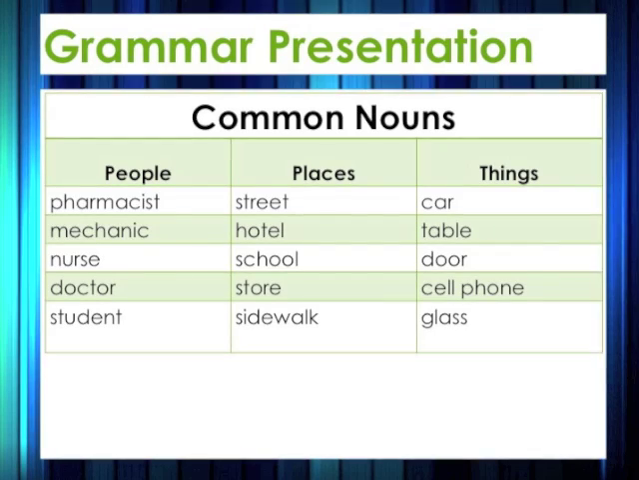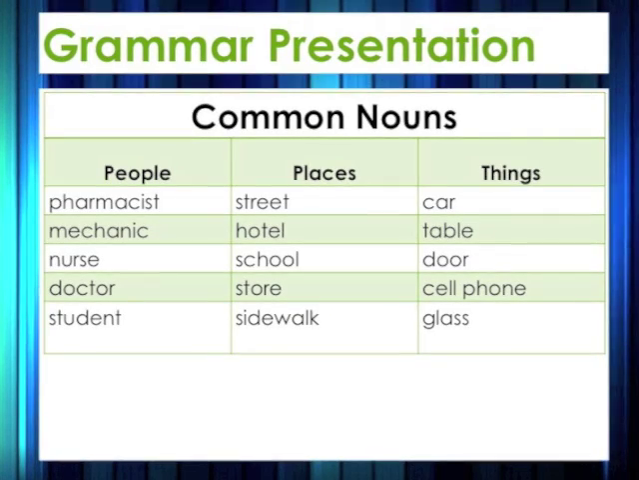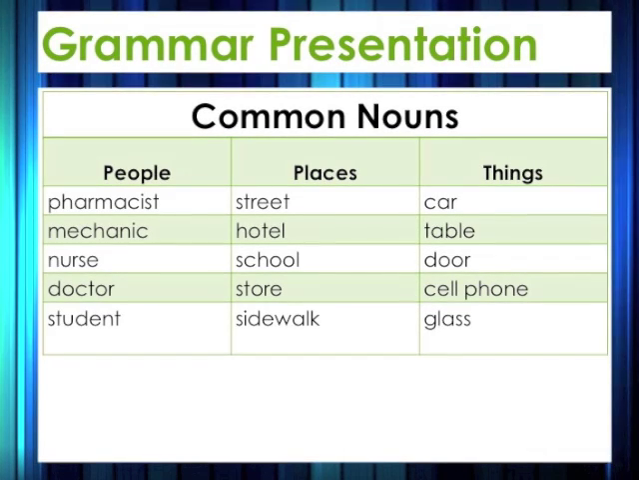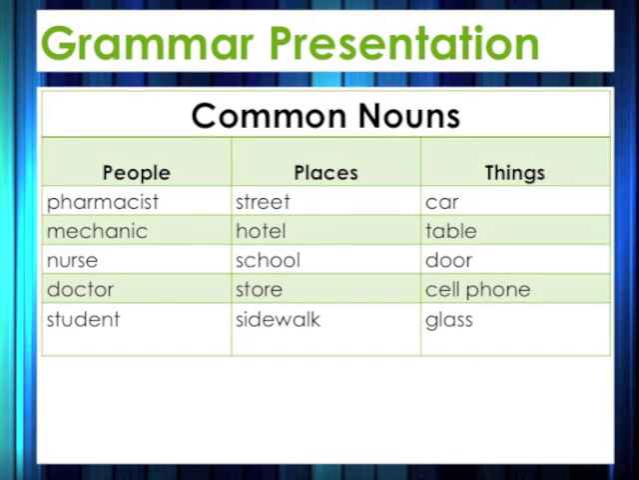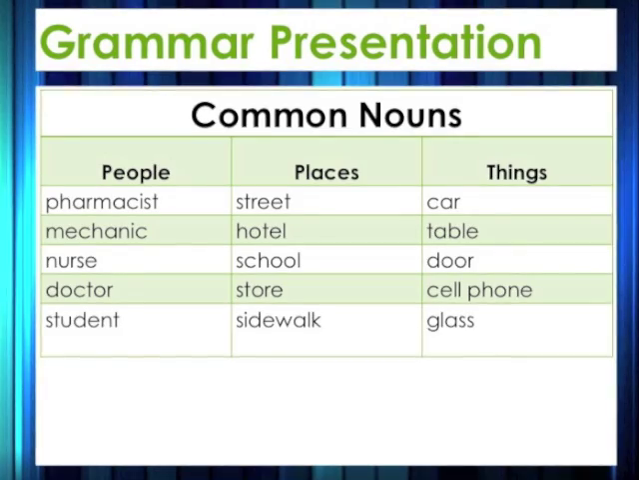This is a table that's showing different types of common nouns. We have things, places, and people. These people aren't names of people, they're typically jobs that people do, like pharmacist or mechanic or student.